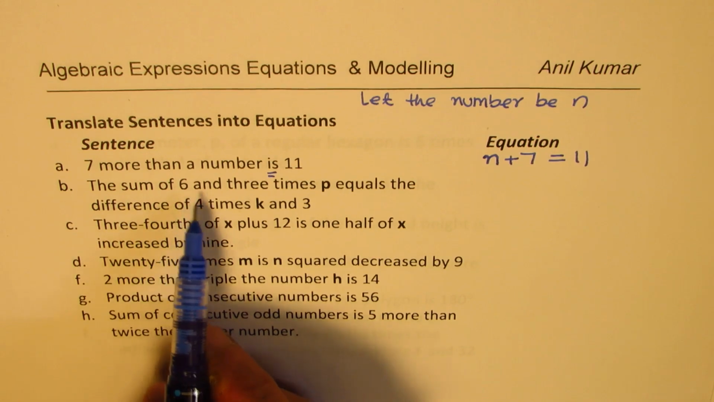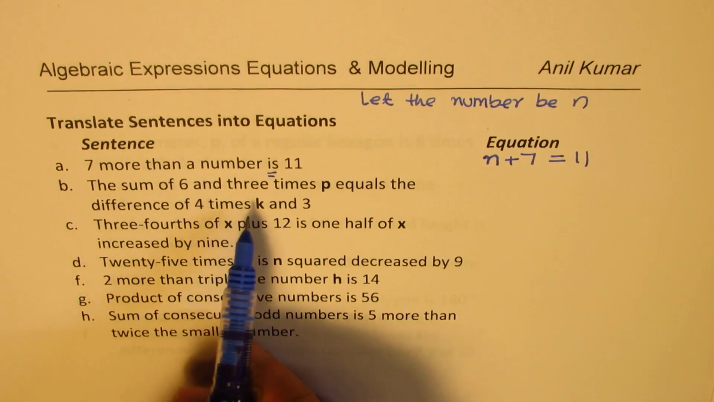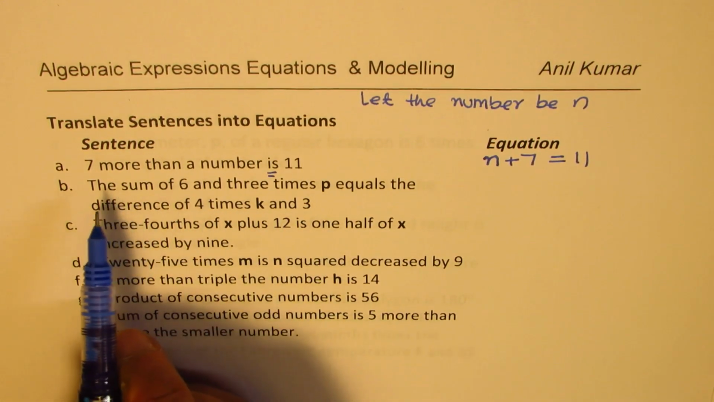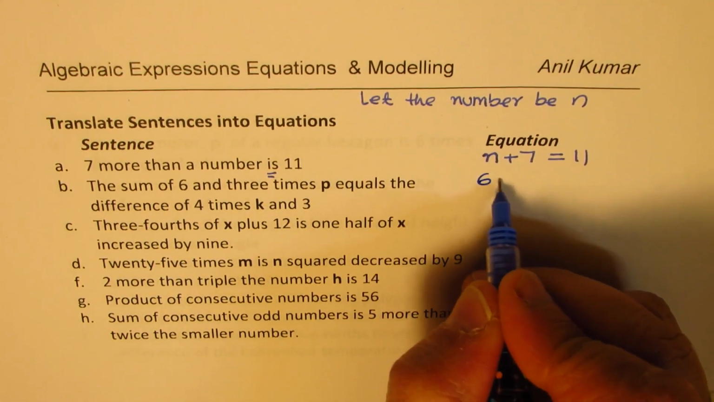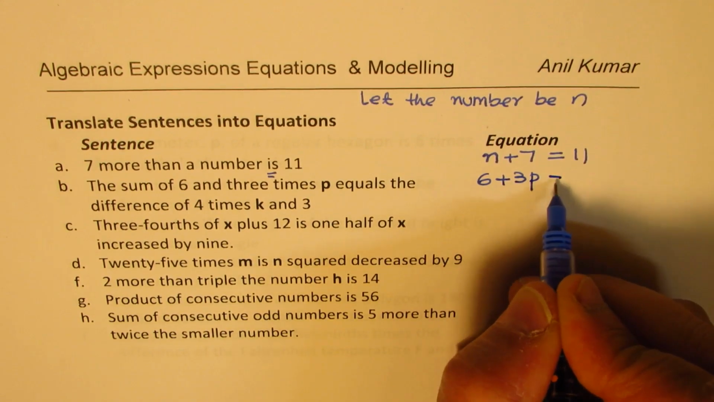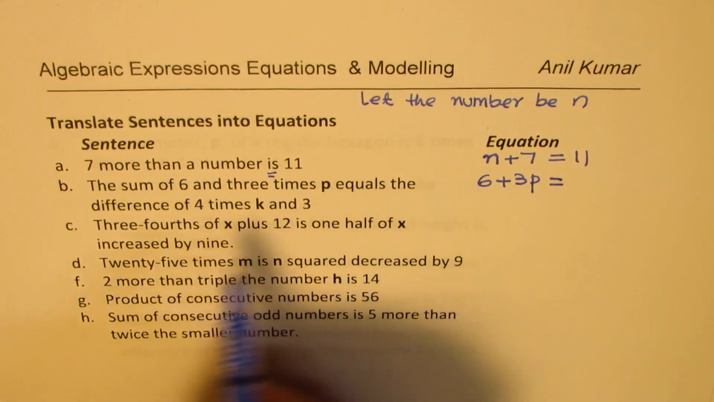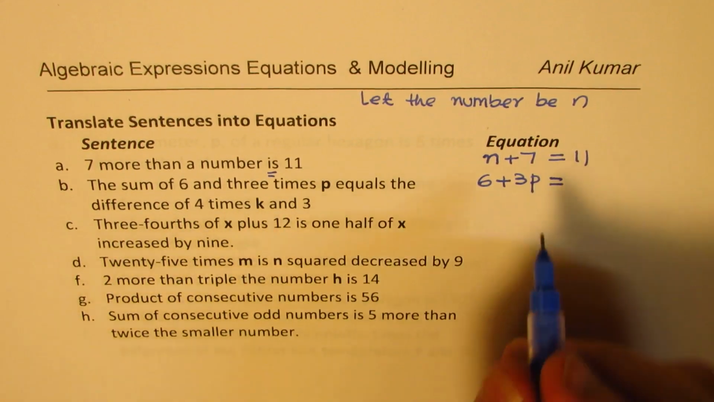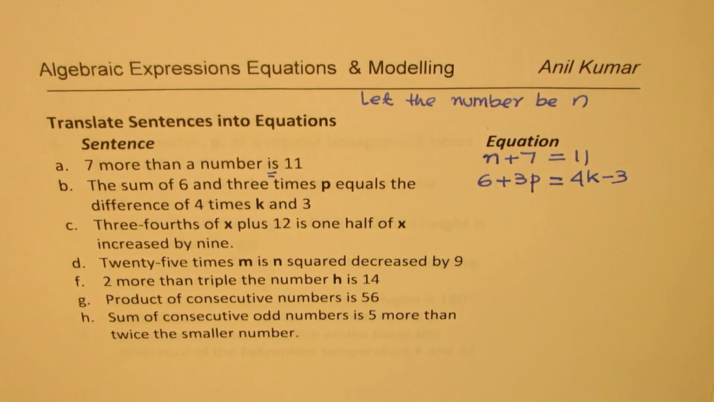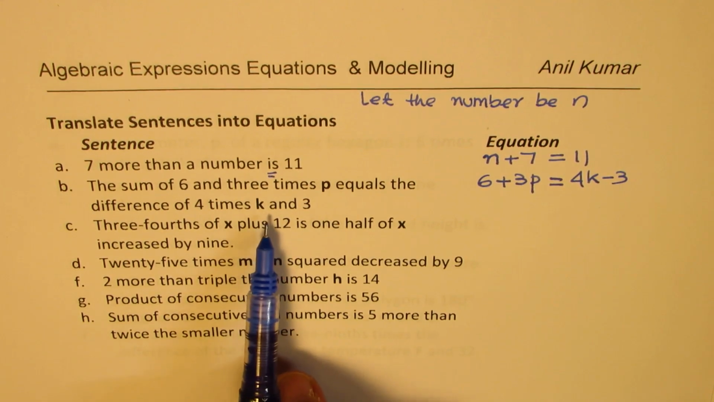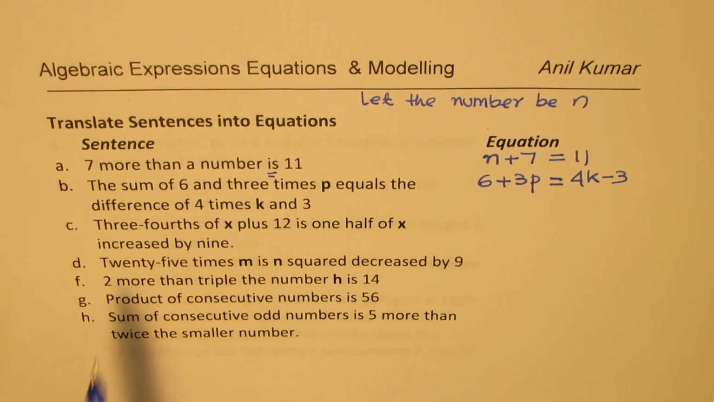The sum of 6 and 3 times p equals the difference of 4 times k and 3. Okay, so the sum of 6 and 3 times p is, equals, or is one and the same thing, equals the difference of 4 times k and 3. 4 times k and 3 difference, right? So the order is important. There is no "than" here, so the order is difference of 4 times k and 3. Do you understand? That is how it will be.